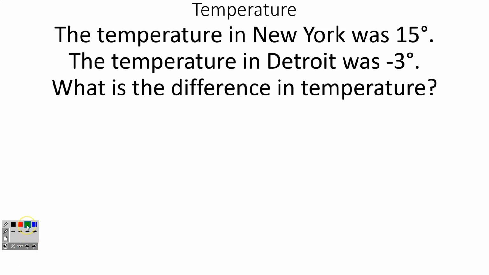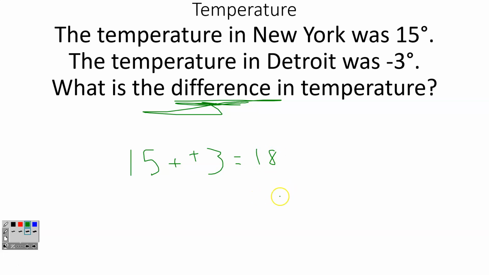We talked about story problems, specifically with temperature. The temperature in New York was 15 degrees. The temperature in Detroit was -3 degrees. What's the difference in temperature? There's that keyword we just talked about. Difference means to subtract. I always like to put the positive number first, and then I'm going to subtract the negative, because that allows me to now use a superpower and a consequence and get 18.